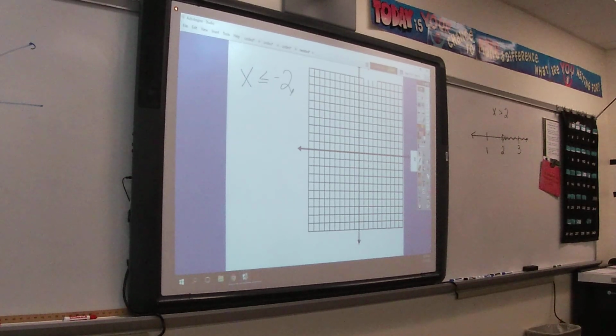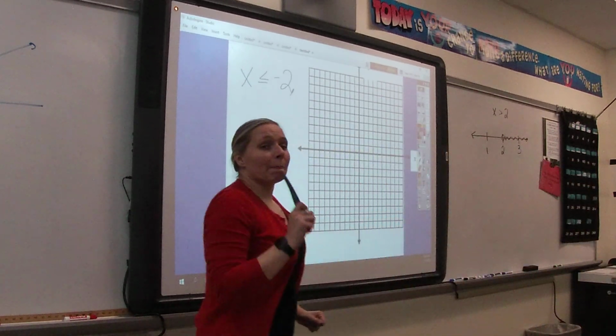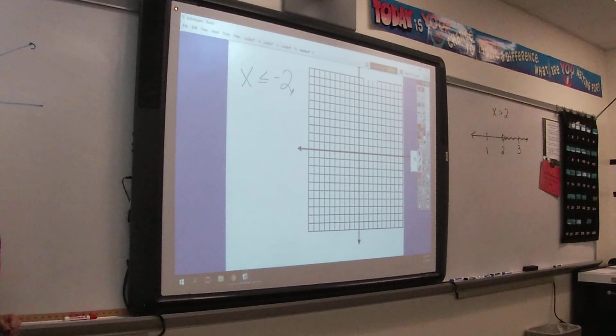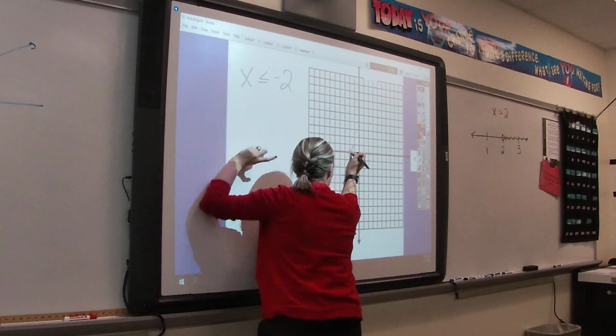So if we graph this, thoughts about how we want to graph this? Well, the x would be... Oh, wouldn't you graph it at the -2 of x? The x what? What's that thing called on the x-axis? The x-intercept. Okay, so we have an x-intercept of -2. I'm good with that point.